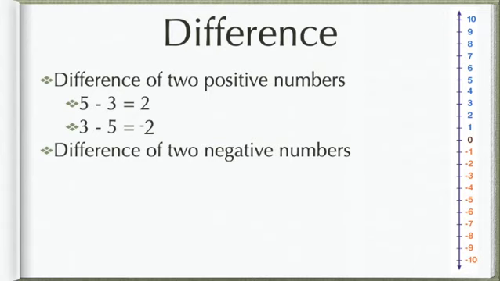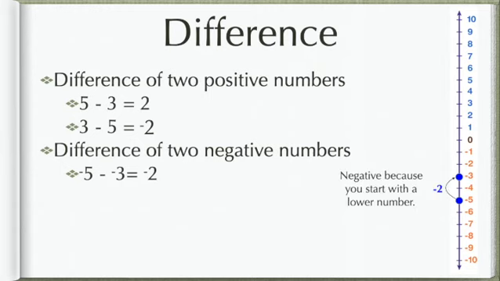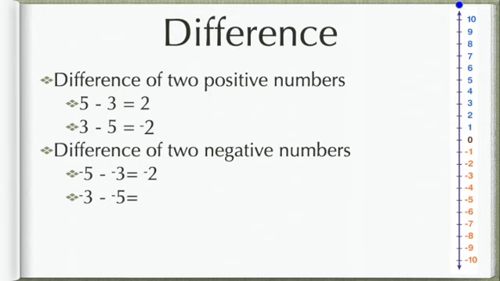What if both numbers are negative? If I look at negative 5 and negative 3, again, negative 5 is first, so I'm going to start with negative 5 and go up to negative 3. And my answer is negative 2. It's negative because I started with negative 5, which is a lower number than negative 3. If I switch it and I do negative 3 minus negative 5, I'm starting with a higher number and going to a lower number, so it's positive because I started with a higher number.